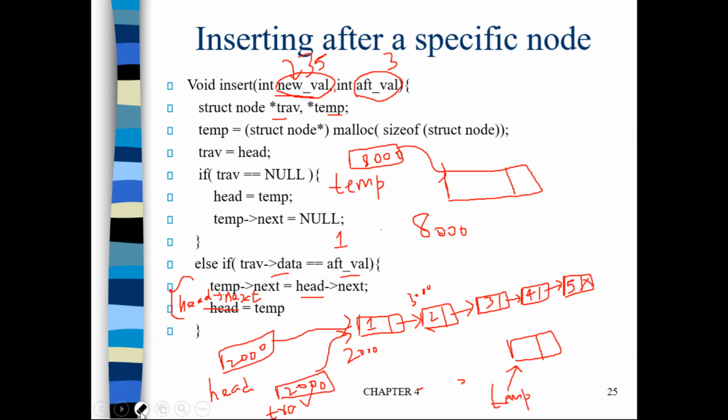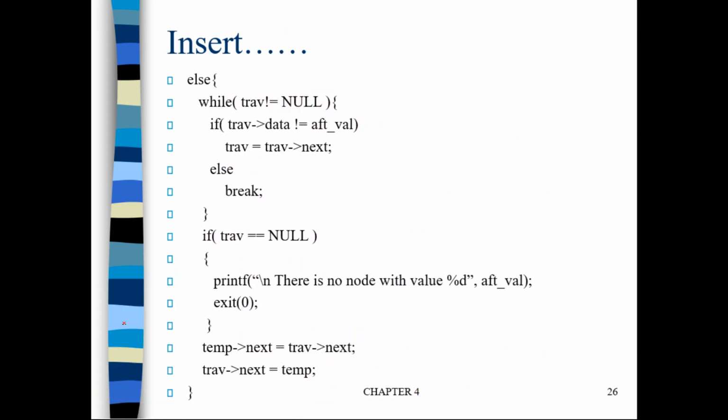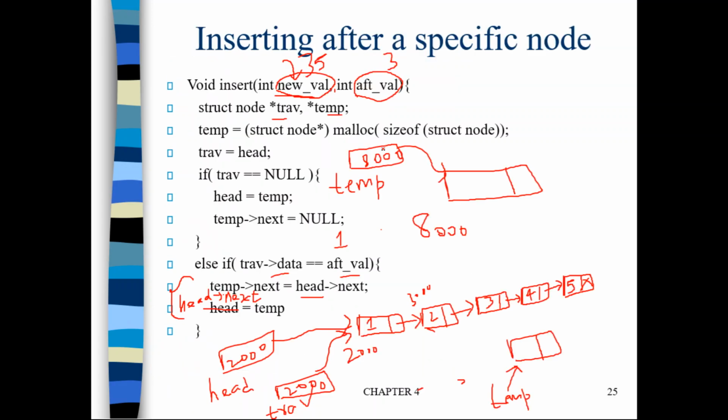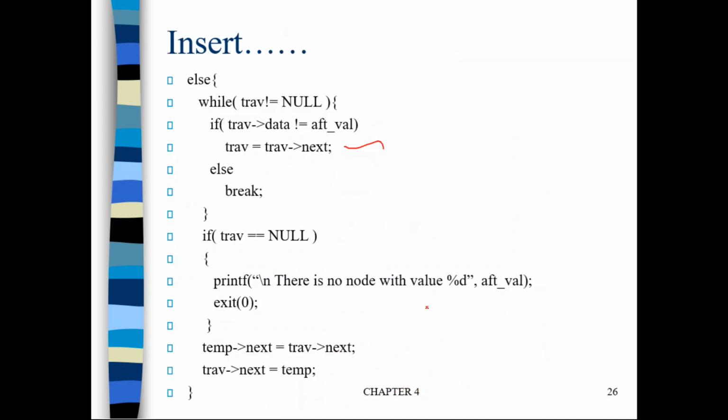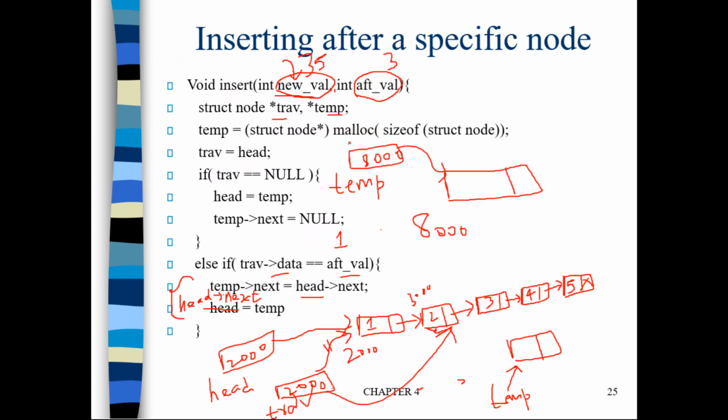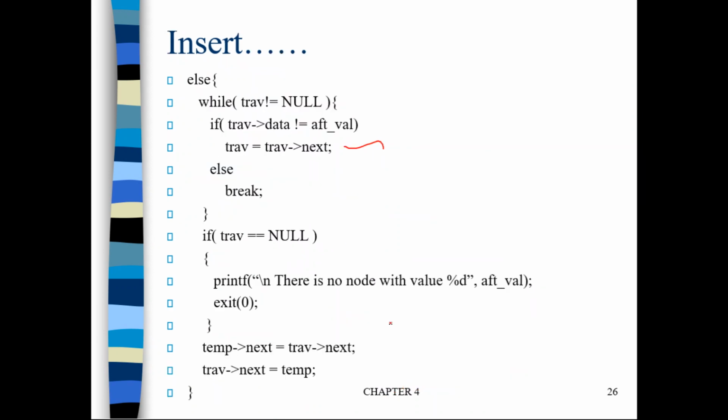Okay, so if that is the case, then what should be done? Then traverse is equal to traverse arrow next. Traverse arrow next is 3000. So it means that now traverse is not pointing to the first node, now it is pointing to the second node. Say the second node's starting address is 3000. Again we check whether traverse not equal to null. Yes, it's not equal to null. Again check if traverse arrow data is not equal to after val. Yes, it's not equal to after val. After val is 3, it is 2. So again traverse is equal to traverse arrow next.